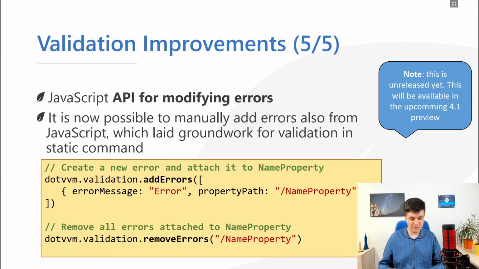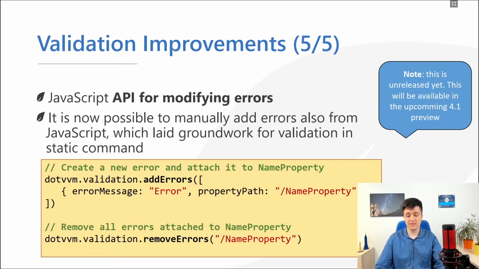Just a few days ago, we added two new functions. One that can be used to add new errors when working on the client side, and also another method called remove errors that can be used to detach all errors on a given property or given properties. So yeah, this is also a pretty exciting change, although apart from those previous ones, I'm not really expecting many users to use this one, but it's also important that it is there. So these were the validation improvements that we did, the most important changes that we did for validation in .VVM 4.0.